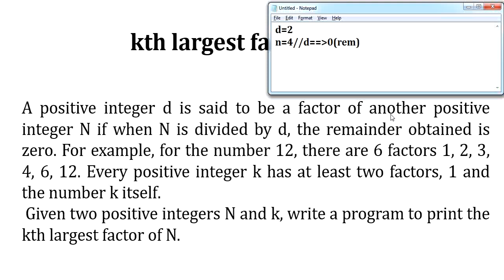And next, what they are given is, for example, the number 12 has 6 factors: 1, 2, 3, 4, 6 and 12. Here we are considering the number 12 and it has 6 factors. Those are 1, 2, 3, 4, 6 and 12. These are the factors of the given number 12. And every positive integer k has at least 2 factors: 1 and the number k itself. If you are considering the number 12, it has these many factors.